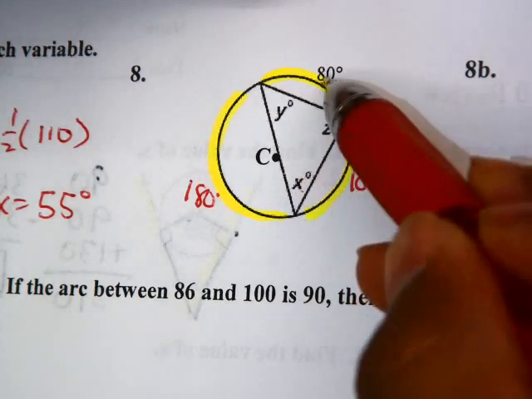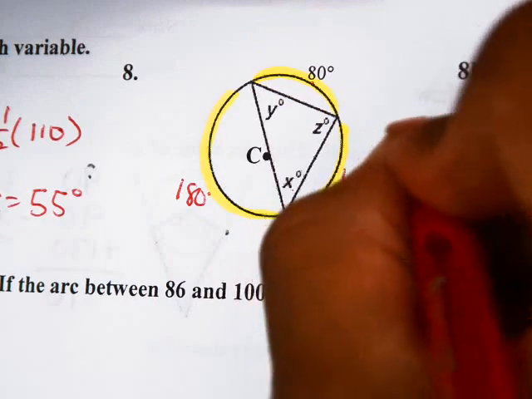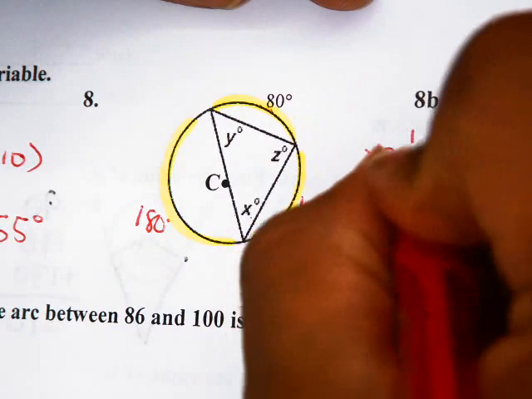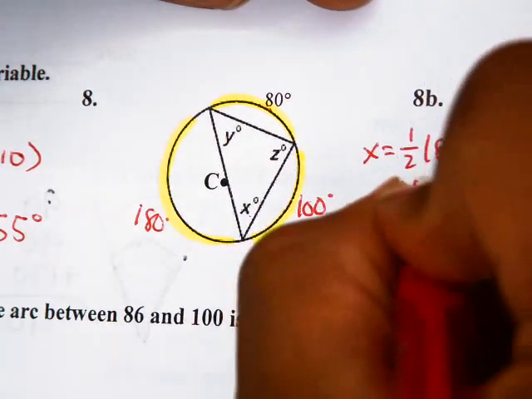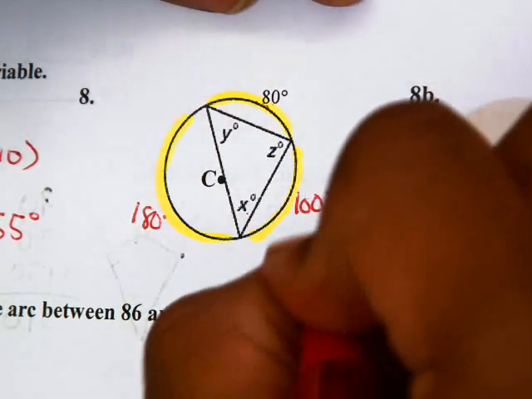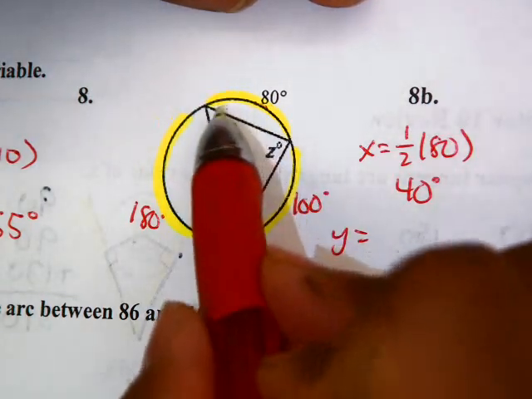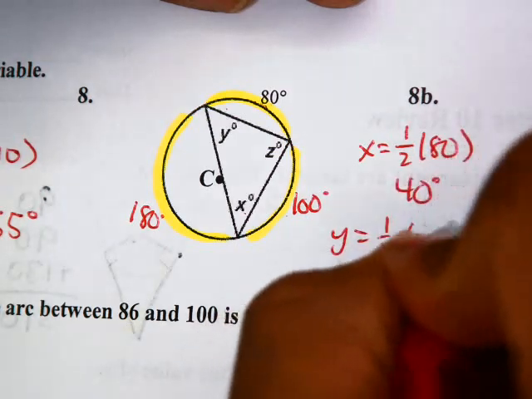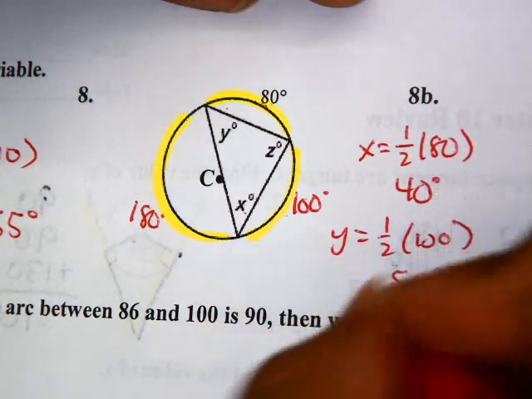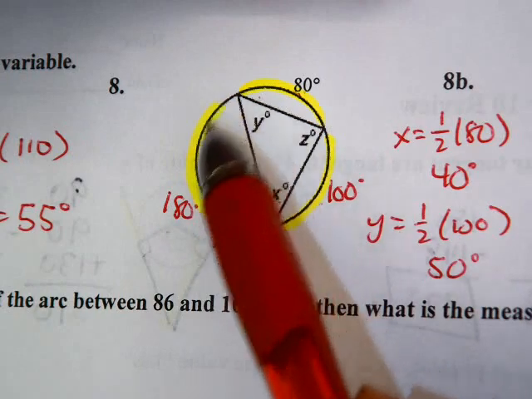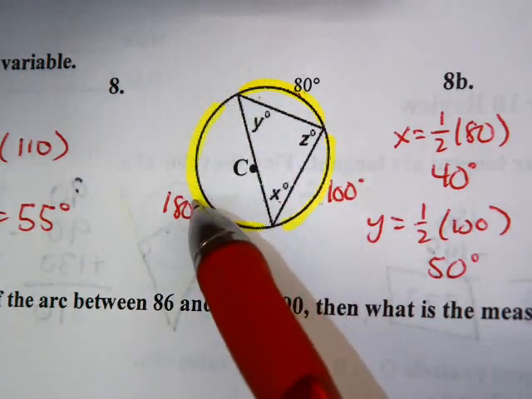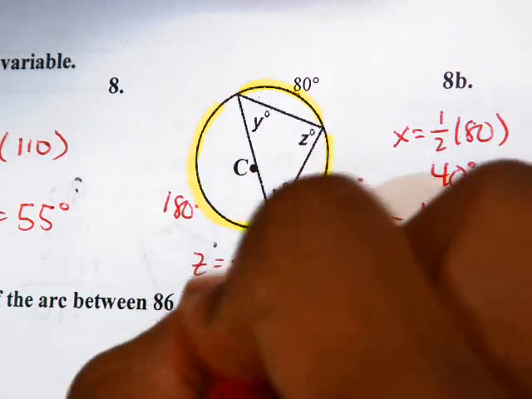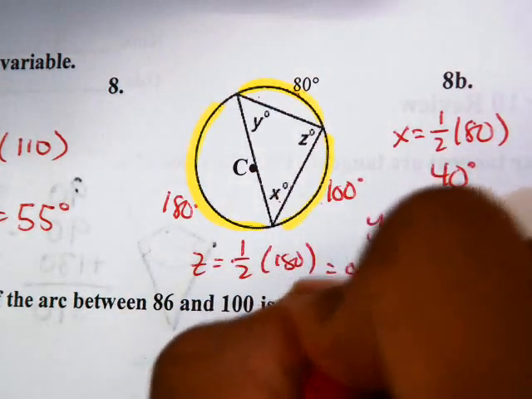The angle across from the 80-degree arc is x, so to get from the arc to the angle, we'll take half of 80 degrees. So that's 40 degrees. To get y, which is across from this arc of 100, y should be half of 100 degrees, which is 50 degrees. And z is across from the semicircle, so half the circle. It's 180 degrees, I need to take half of that, which gives me 90 degrees.